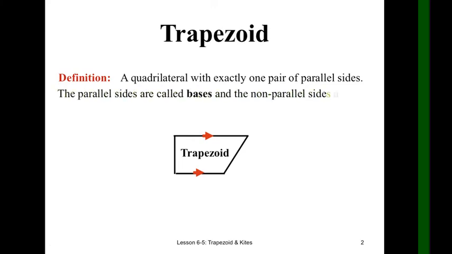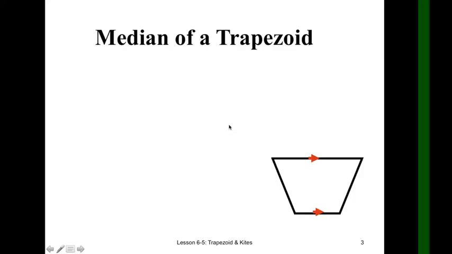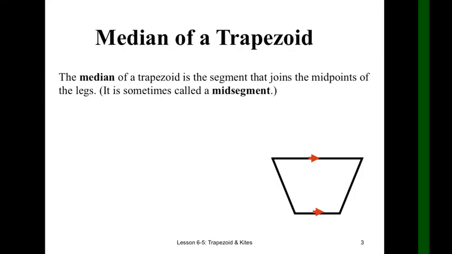The parallel sides are called the bases, and the non-parallel sides are called the legs. So these two non-parallel sides ay tinatawag nating legs. Ito naman, bases. The median of a trapezoid is the segment that joins the midpoints of the legs. It is sometimes called the mid-segment. So this is what we call the median of a trapezoid. Ito yung nasa gitna. Okay?